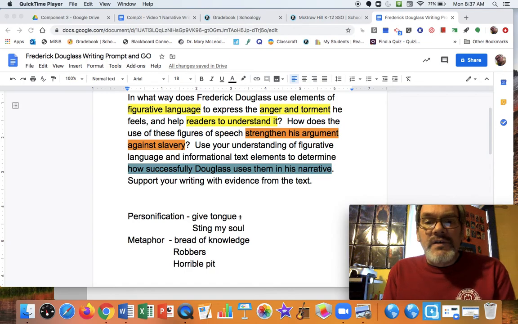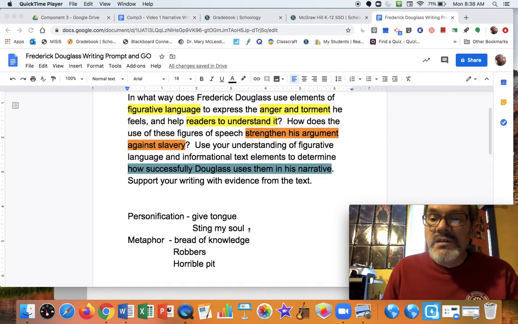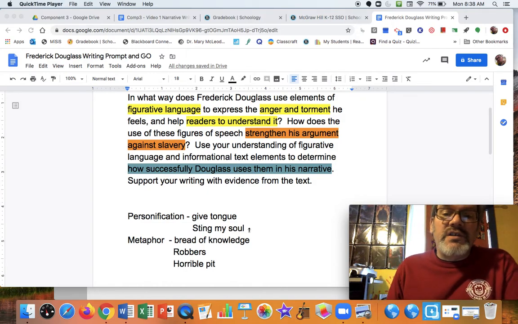And this is very important because we have to talk about the anger and torment he feels. And he says that the knowledge stung his soul. And so that, again, is personification because knowledge doesn't have a stinger like a bee or an insect. And so this is personification again.